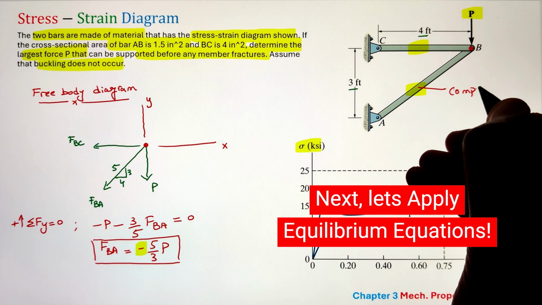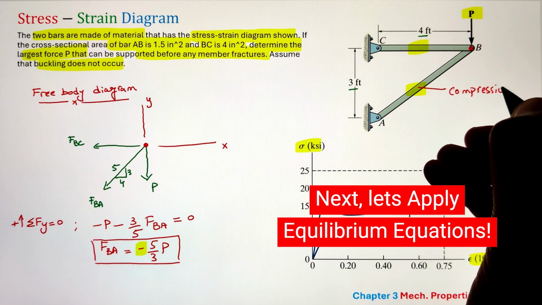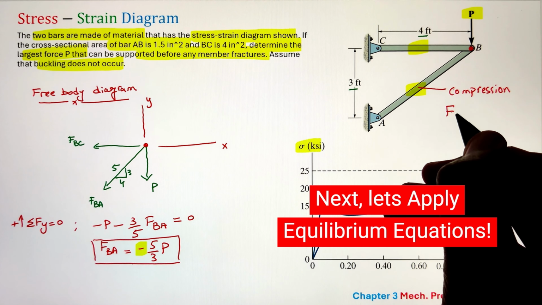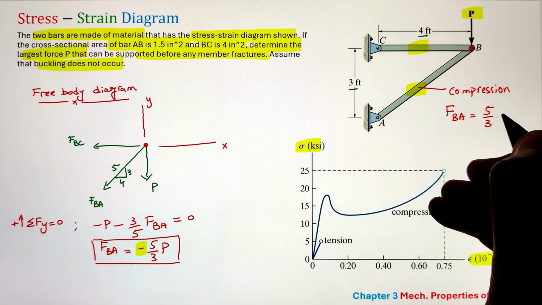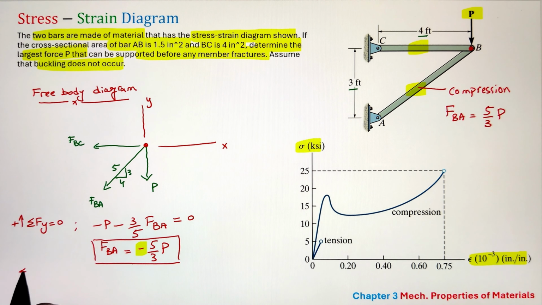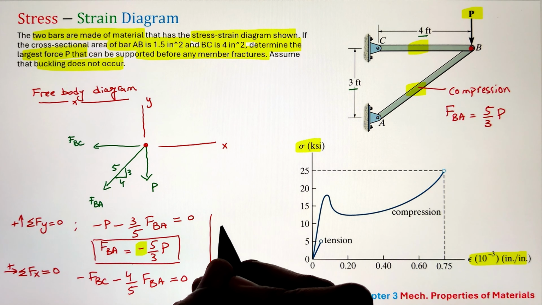Here, the negative sign indicates that the direction we picked in our free body diagram is opposite to the actual direction. In our free body diagram we selected the force in tension, but in the actual case the force is in compression, so the magnitude of the force equals 5 over 3 P. Now this is an important step. We need to identify which of the members are in compression and tension, because we will be comparing with the stress-strain curve of compression and tension.